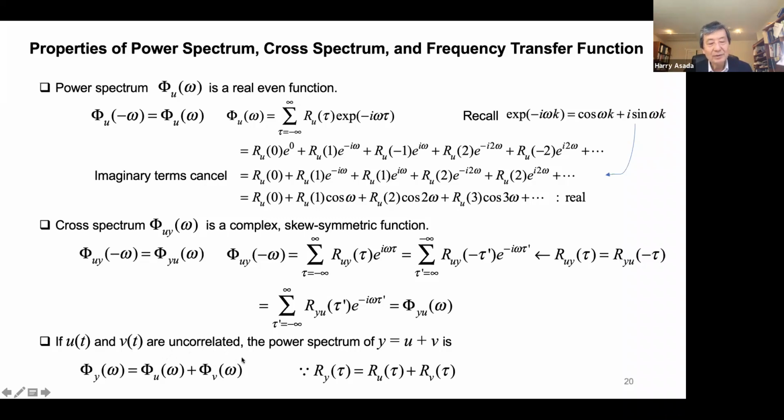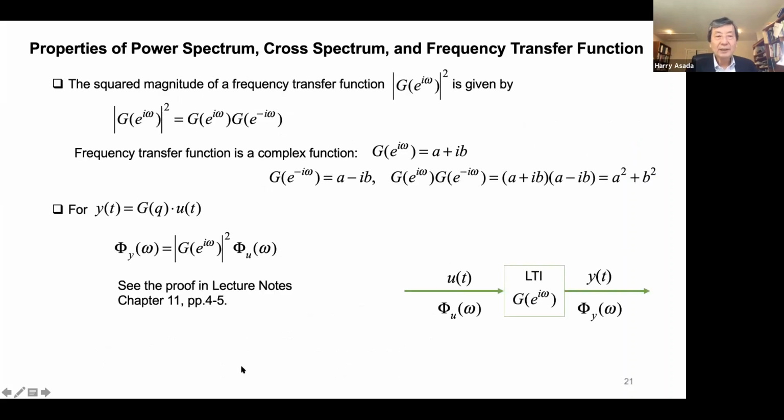That's actually quite reasonable, because if you go back to the correlation of y, which is divided into a u part and a v part, that can be done in this way. The correlation between the two is 0, so that's actually y. And that remains the same even though you take the Fourier transform. So this is the case.